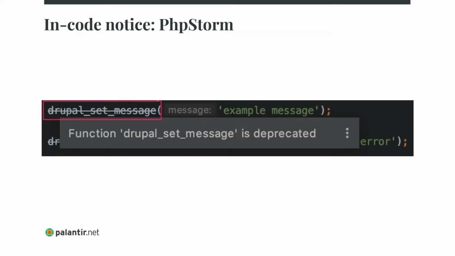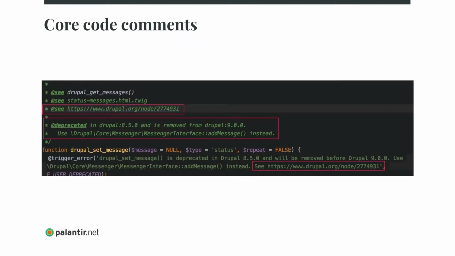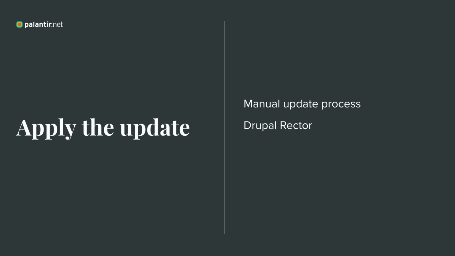If you're using PhpStorm or another IDE, you might also see something like this. PhpStorm will put a strike through any deprecation, and then when you hover over it, it tells you it's deprecated. If you hold Control or Command and click on that message, it'll take you to the function definition. And so Drupal core itself has all this information in it that gives you some context about the deprecations. And this is the same link to those change records and messages that you saw before.